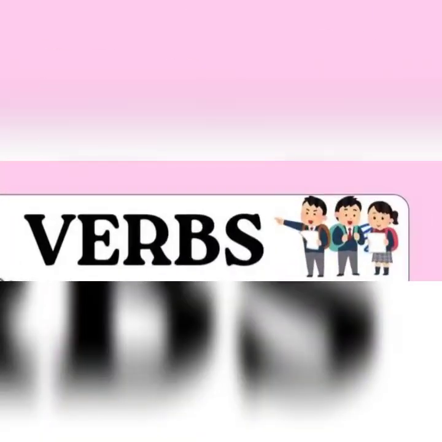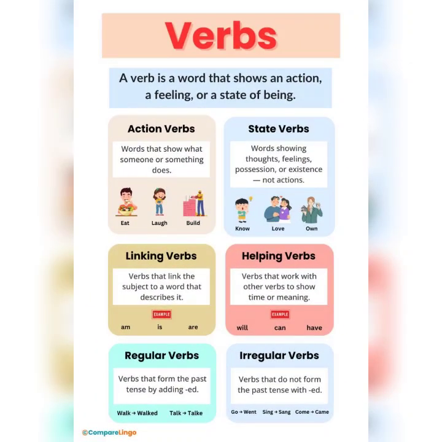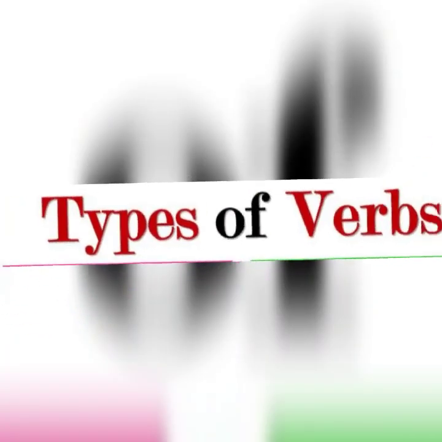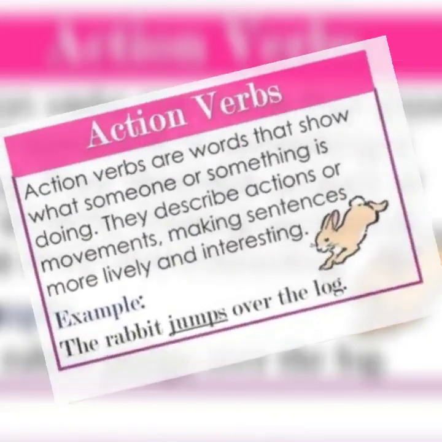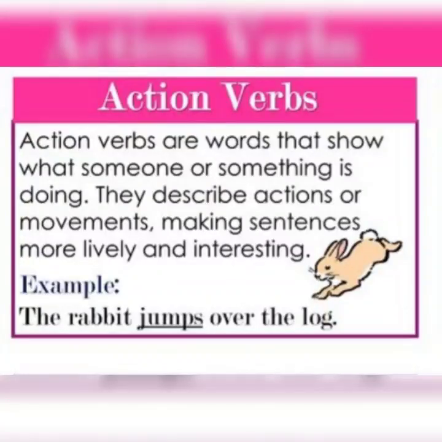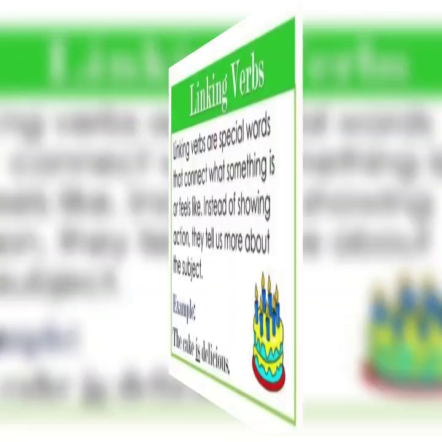Next topic is verbs. A verb is a word that shows an action, a feeling, or a state of being. Types of verbs. Action verbs are words that show what someone or something is doing. They describe actions or movements. For example, the rabbit jumps over the log.